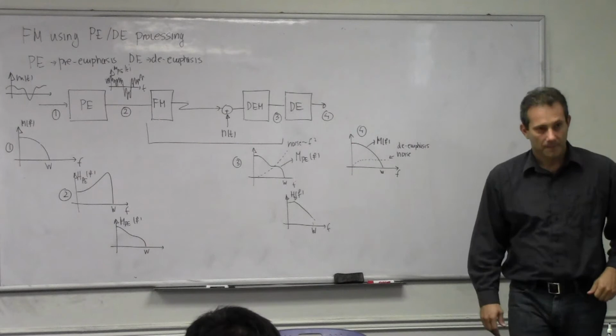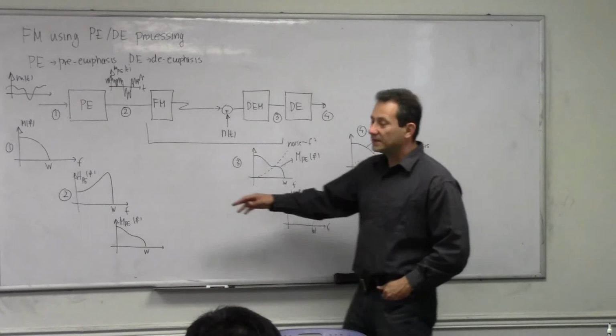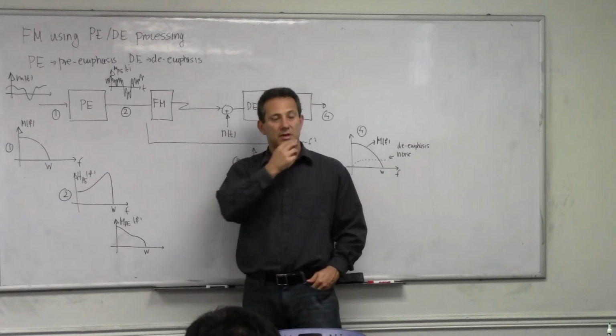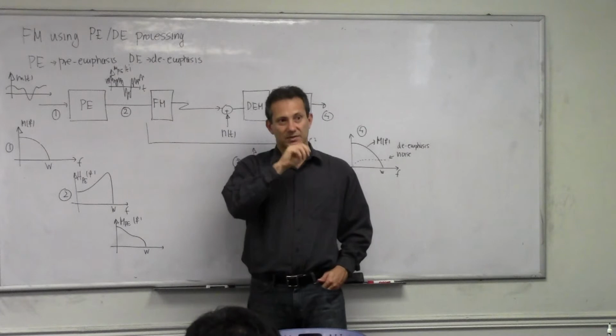Step number two: it's spectrally shaped. It shaped the signal. I'm going to go through some examples of the circuits, and then we're going to go through an example of what the pre-emphasis and de-emphasis look like in FM broadcasting.